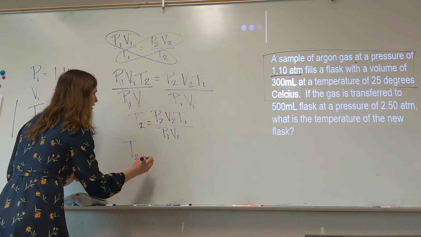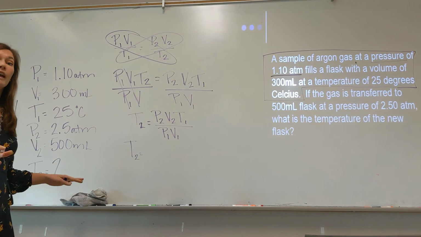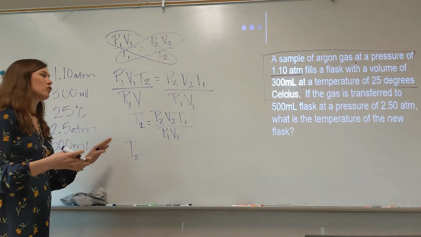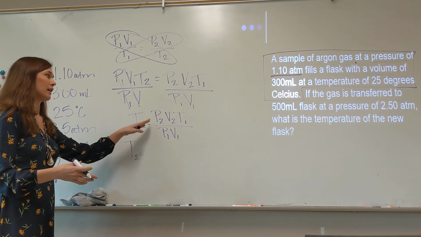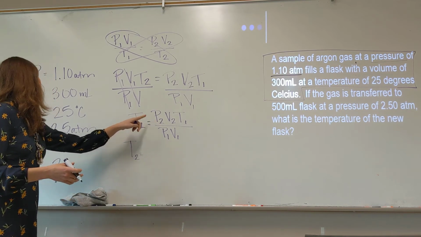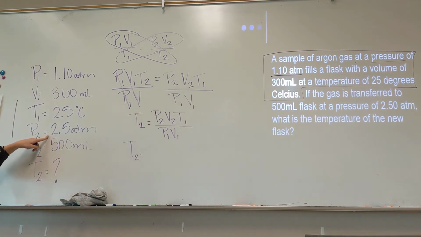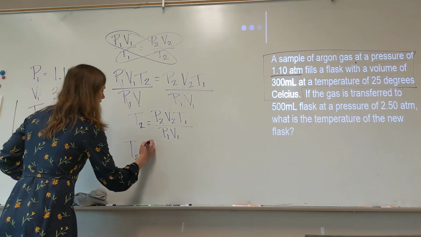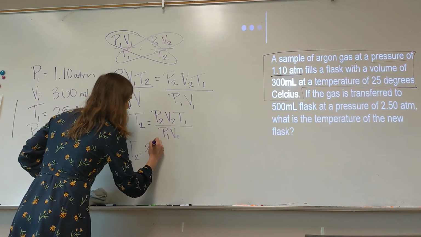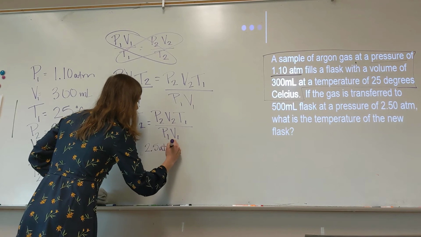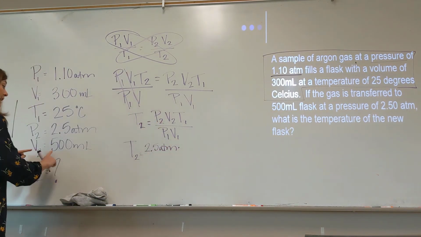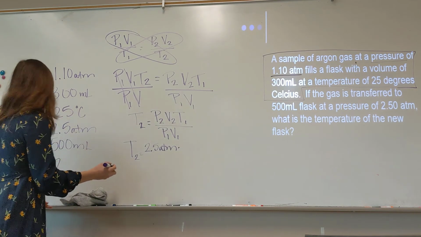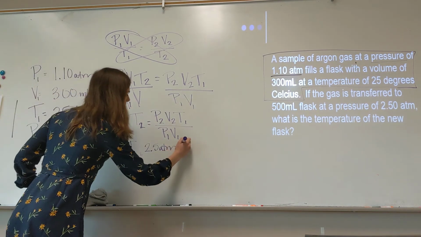And now I can plug everything in. Again, just like our last problem, make sure that you have everything in the right location. Okay, so I have P2 first. So my P2 is 2.5 atmospheres. My V2, again, V2 is 500 milliliters.